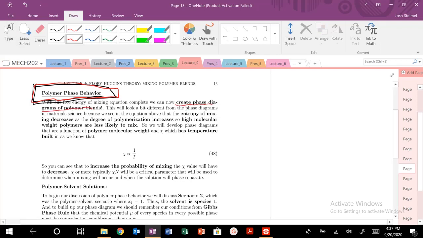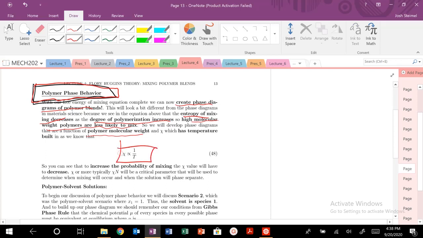One key thing again is that entropy of mixing decreases as your degree of polymerization increases. So high molecular weight polymers are less likely to mix. We've talked about that previously: large polymers take up more space on your lattice, so the translational entropy, the number of microstates, decreases as molecular weight increases. We have to keep that in mind.